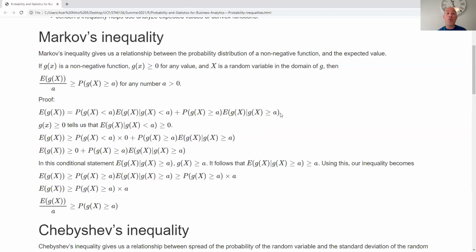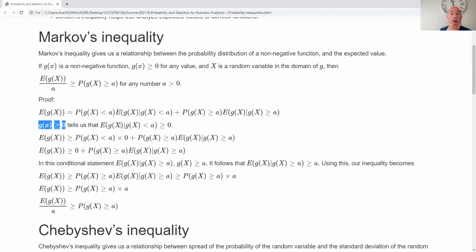Now, this follows directly from how we define expected value in terms of integration in calculus. If you just go through and do it with pencil and paper, you'll see that this works out. Now think about the fact that G is never less than 0. So G is greater than or equal to 0.